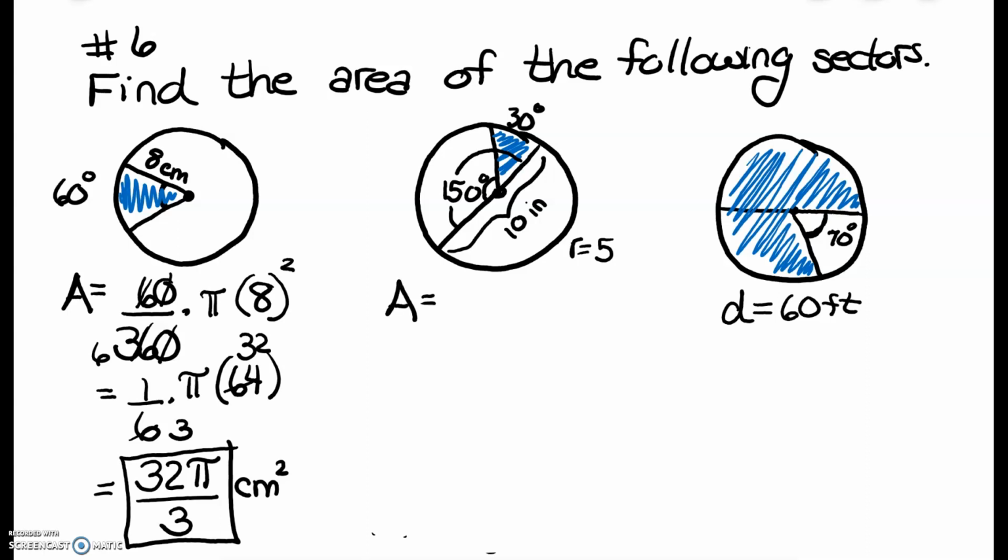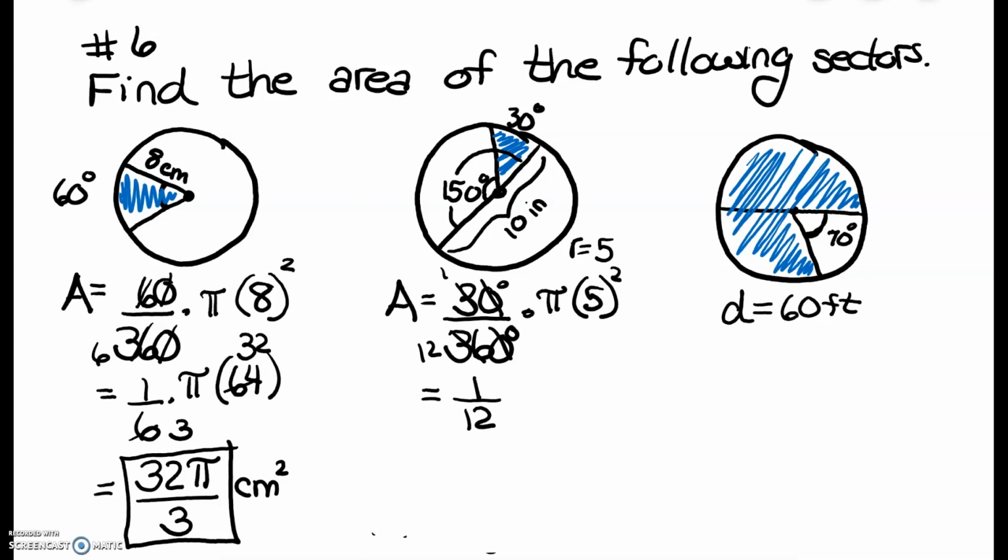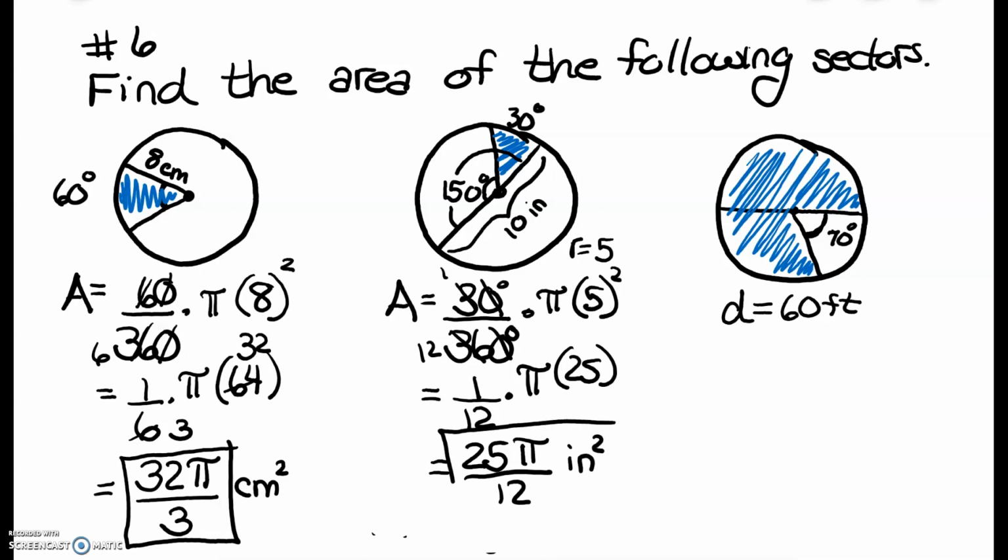So I'm going to go ahead and put 30 degrees in for my angle, 30 degrees over 360 degrees, times pi, times my radius squared, 5 squared. So again, my zeros will cancel out, and I know that 3 goes into 36 12 times. So I have 1 over 12 times pi, 5 squared is 25, and there's no common factors between 12 and 25, so this is my final answer, 25 pi over 12, and my units will be inches squared.